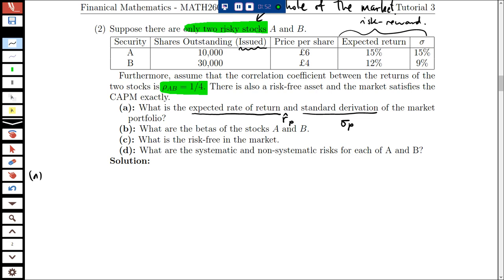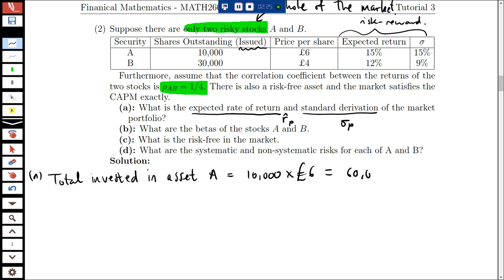Okay, so let's deal with part A first. The first thing we need to figure out is the weights, the weightings invested in each of the stocks. The total monetary amount invested in asset A, this is what we want, the monetary amount, not the number of shares. Well, there's 10,000 shares that have been issued for £6, so there's £60,000 that's been invested in A.